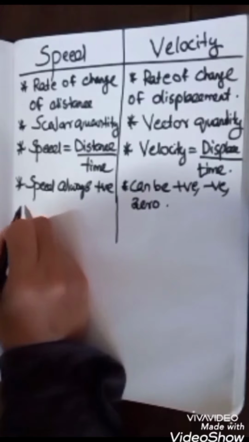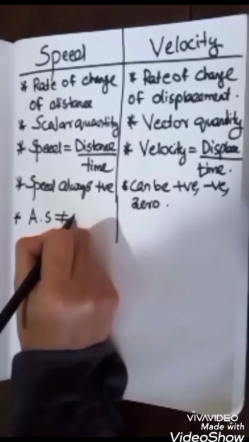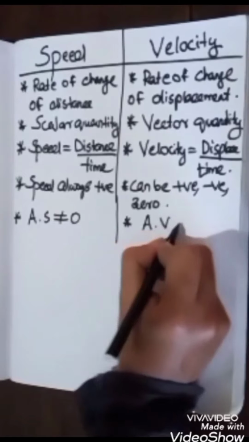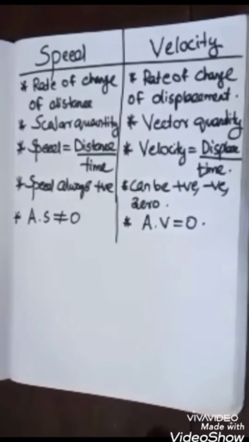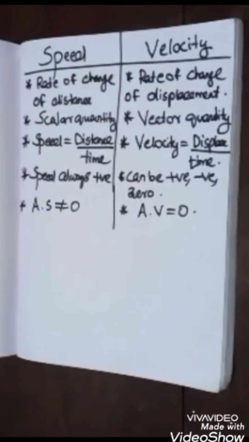Then the average speed of a moving body cannot be zero. Here average velocity can be zero. Okay, these are the major differences between speed and velocity. Then we move on to the problem section.